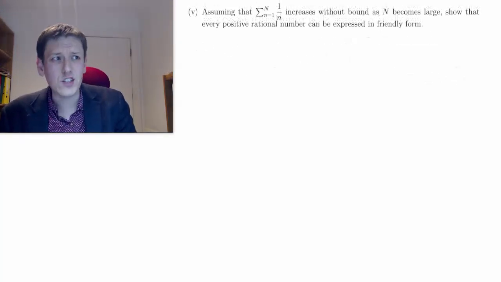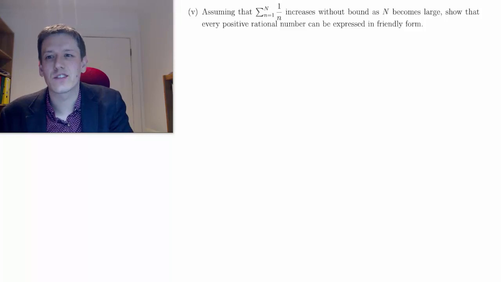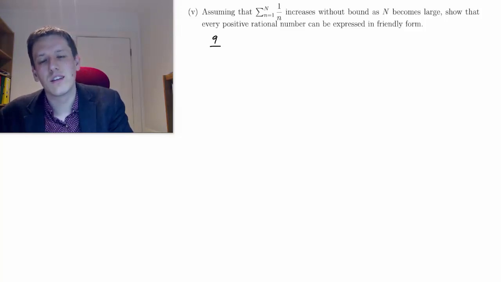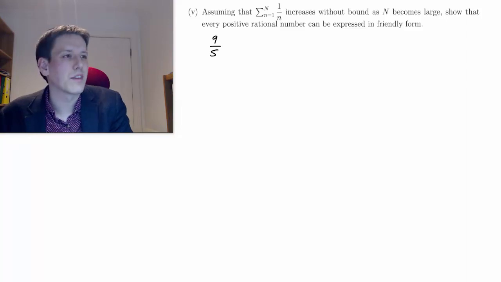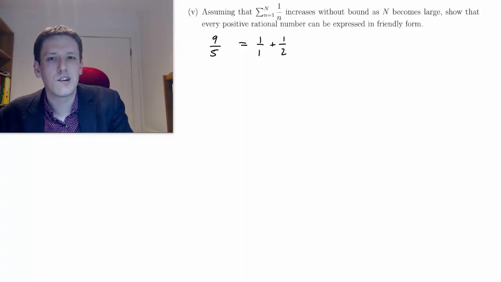So what we're going to do here is effectively take this harmonic series just as far as we can, taking the first terms. Let's not make it too big here. Let's say I'm trying to do 9 over 5 or something. What I'm going to do is say, okay, let's take 1 over 1 plus 1 over 2. That gets me to 1 and gets me to 1.5.